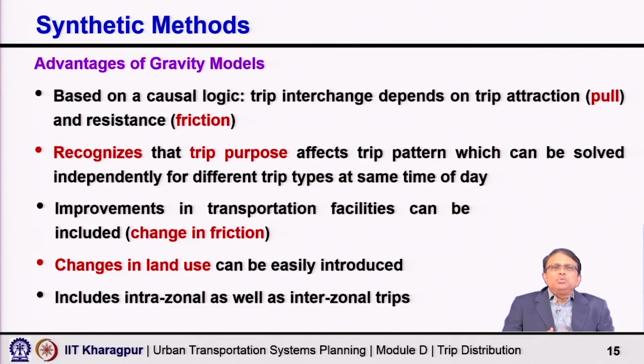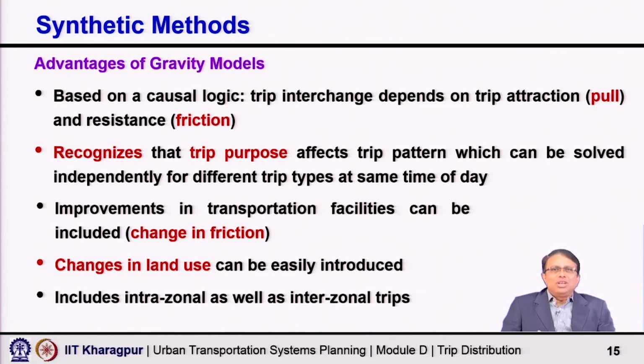So, the first thing is it uses a causal relationship. That means, why more trips are going to some places as compared to other places, or why fewer trips are getting terminated at some places as compared to other places. That logic is captured in terms of trip attraction and resistance.